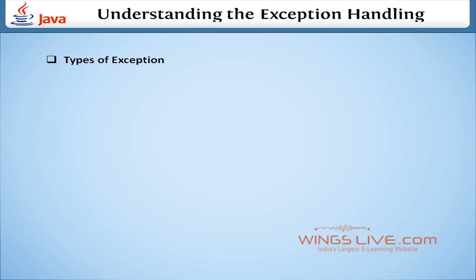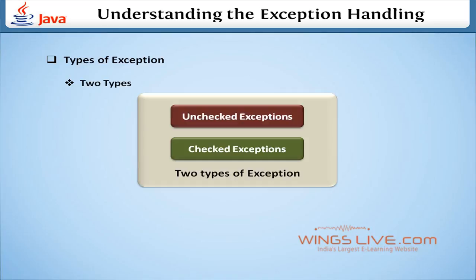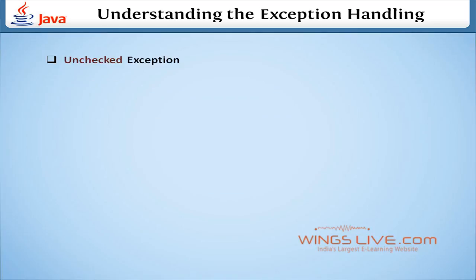Now let's see the types of exception. Generally, exceptions are separated into two types. They are unchecked exceptions and checked exceptions. First, let's discuss unchecked exceptions.